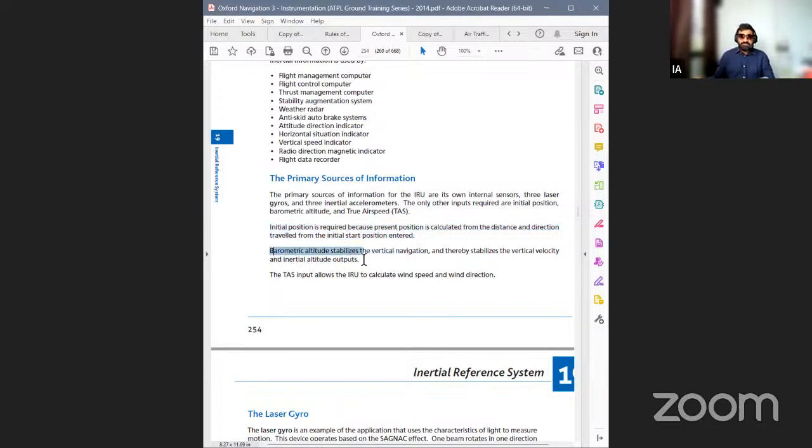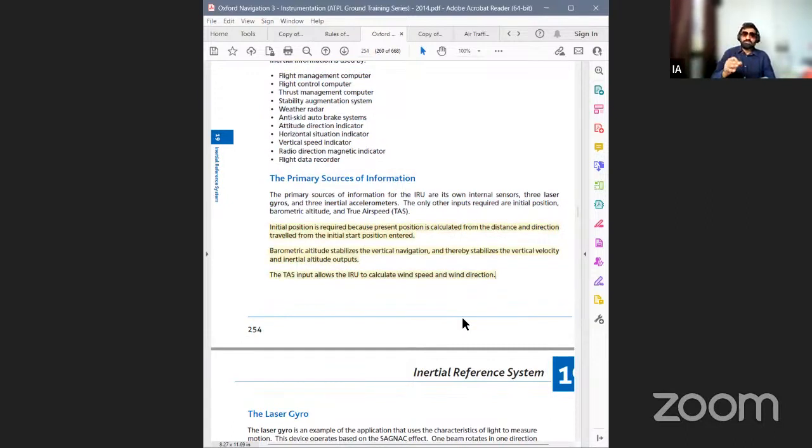Altitude will stabilize the vertical navigation and thereby stabilize the vertical velocity and inertial altitude outputs. So this is the importance of having barometric altitude initially. It will stabilize the vertical navigation. And the task input initially that we will give to the system will allow the reference unit to calculate wind speed and direction. So 3 important points based upon the secondary source of information or external sources of information.